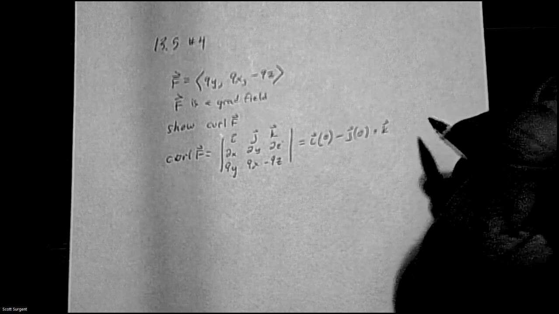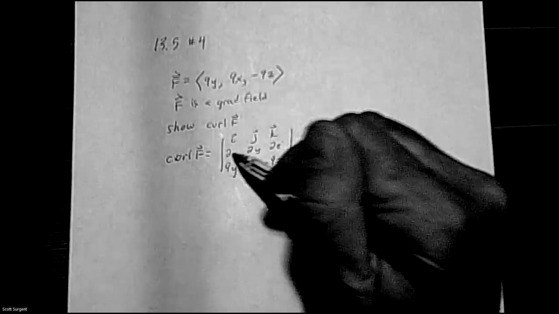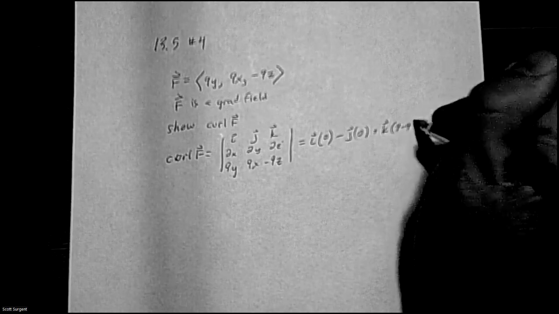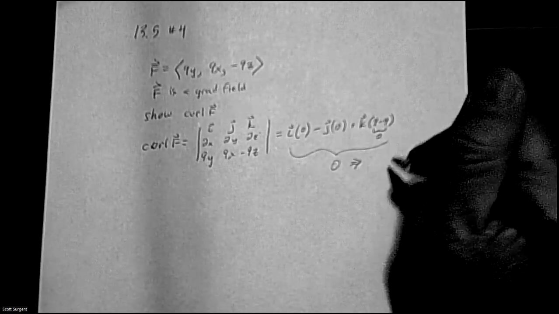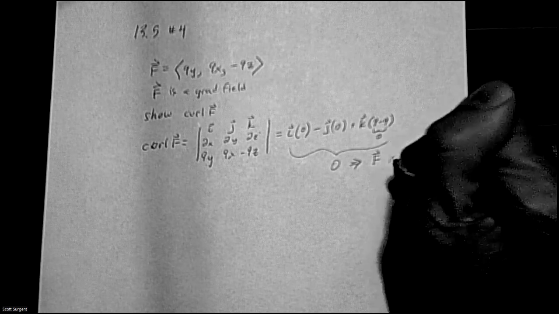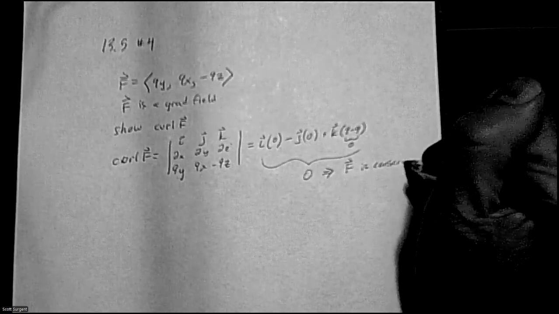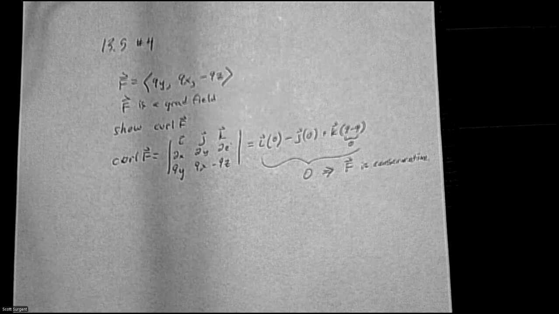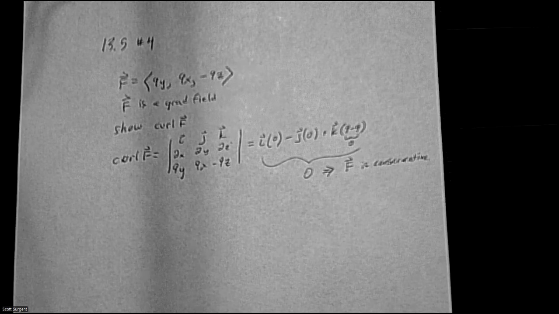And with respect to k, it's going to be partial of x. We get 9 minus 9, which is 0. So we get 0. That indicates that F is conservative. Now, technically, there are counterexamples, but they're very rare and very contrived. Generally speaking, in the cases that you'll see, if you get a curl of 0, it's a conservative field.